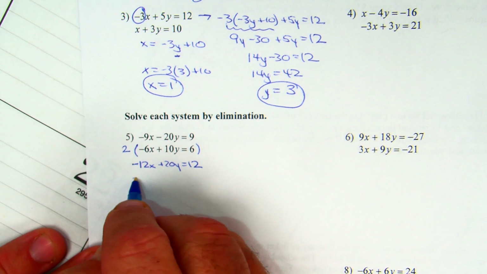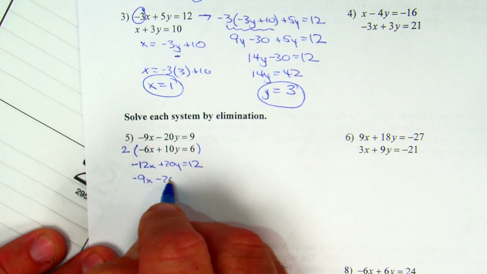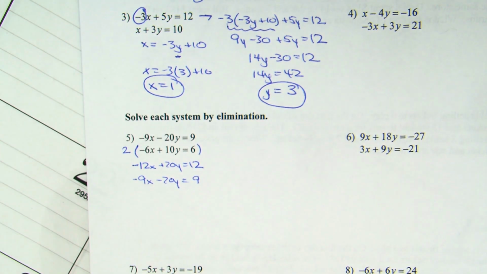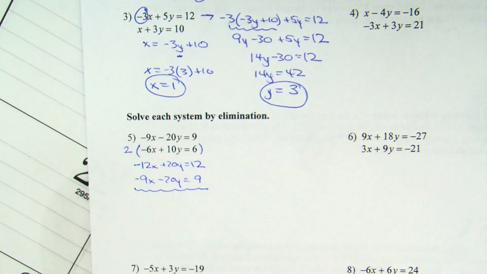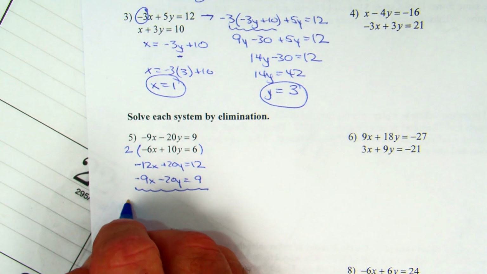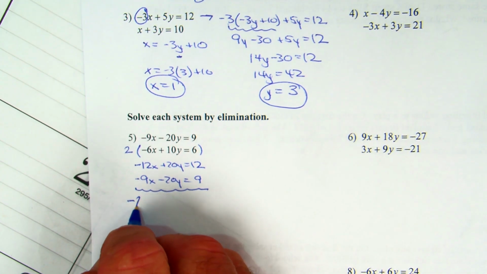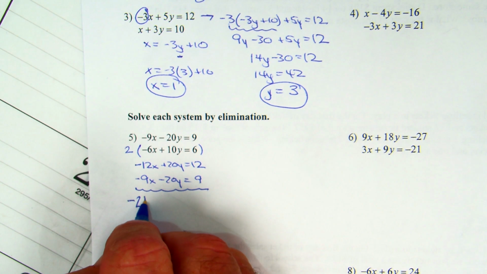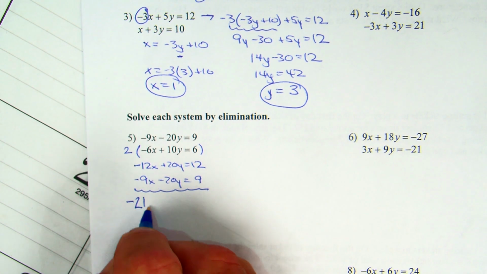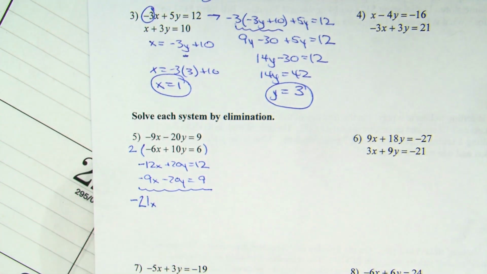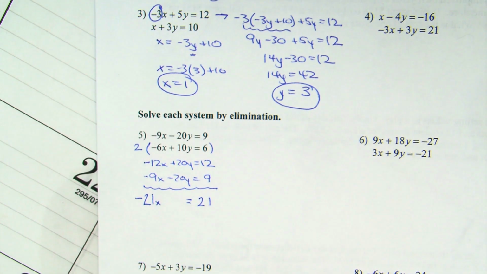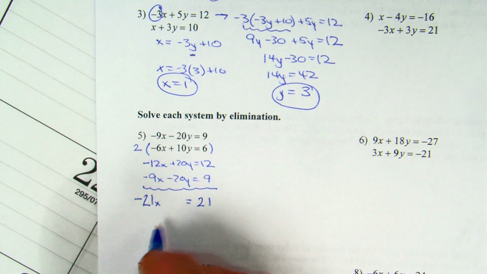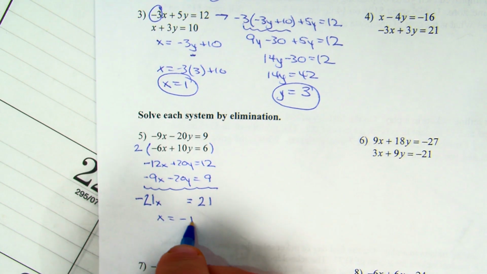I'm then going to bring down the first one, negative 9x minus 20y equals 9. Your choice on whether you want to do that or not. And then I'm going to add straight down. Negative 12 plus negative 9, negative 21x. What do the y's do to each other? Cancel out, and I get 21. And then to get rid of multiplication by negative 21, you would divide, and x equals negative 1.